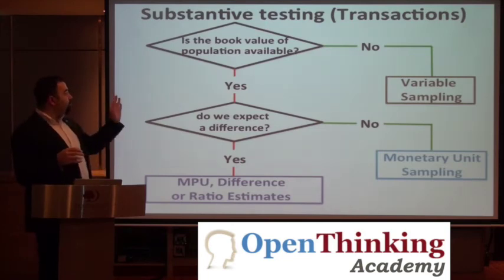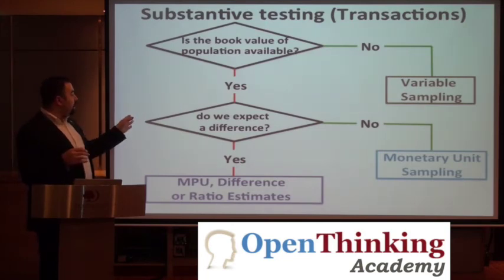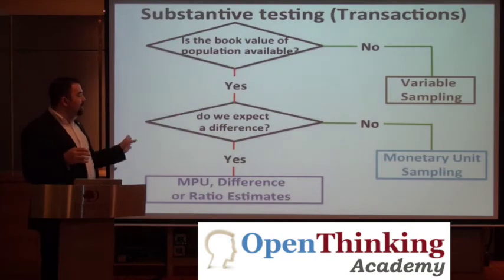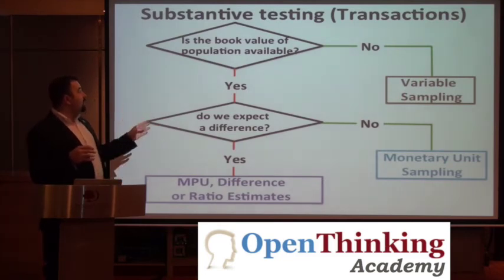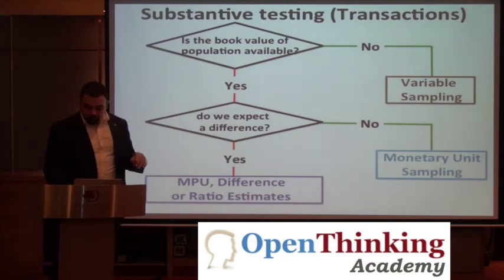So again, if we have the book value, we will go and ask the question, do we expect a difference? If yes, we go with MPU, difference and ratio estimates. If no, we go with monetary unit sampling. And if we don't actually have the book value, we select variable testing.